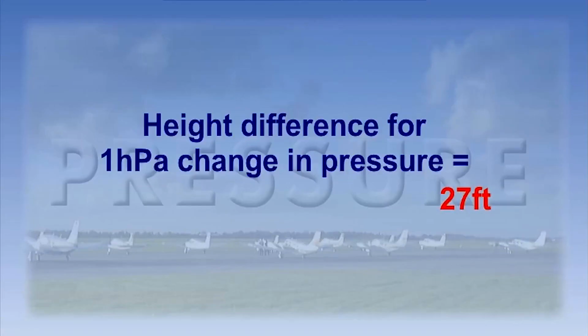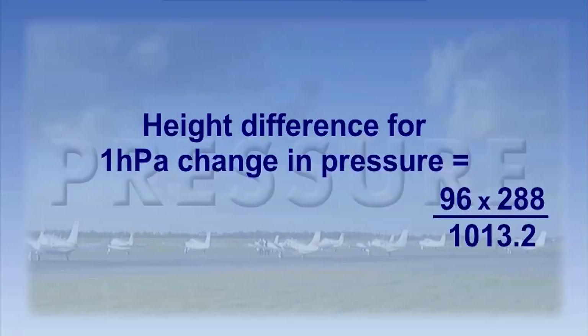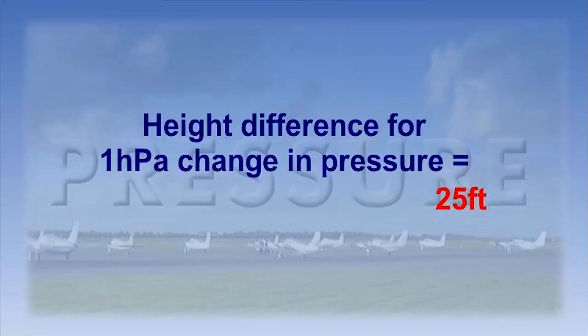Let's now observe the result if the temperature is changed. Remember that if we cool air down, the isobaric surfaces or pressure levels compact. Therefore, a change in 1 hectopascal will represent a smaller height difference. If we now insert a reduced temperature of 260 Kelvin as opposed to 288, then a change in 1 hectopascal now represents only 25 feet, not 27 feet, just as expected. Again, we can confirm that colder increases the pressure lapse rate.